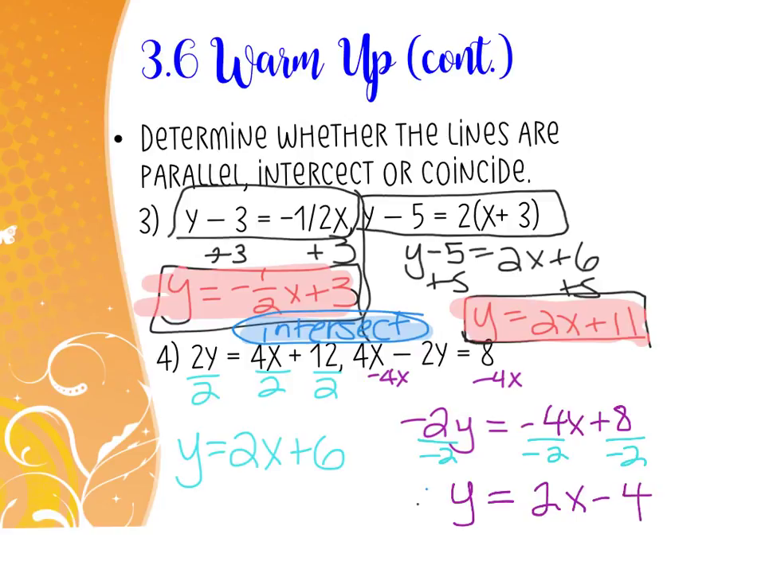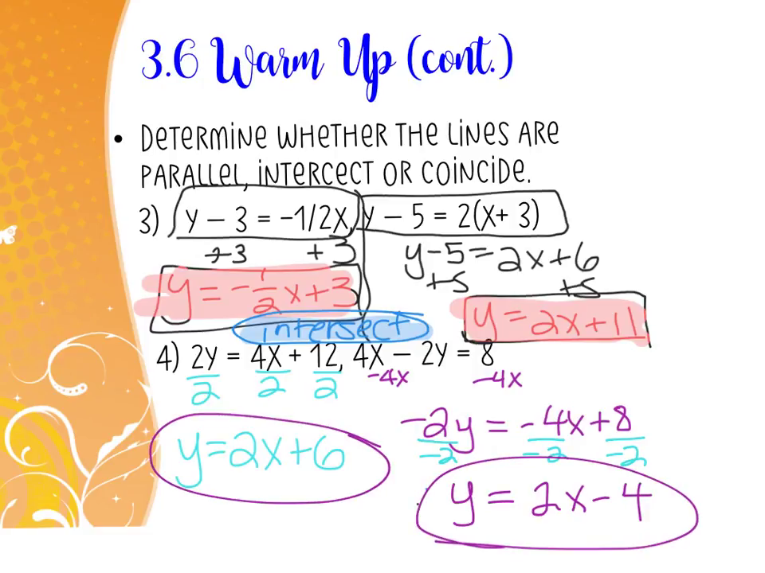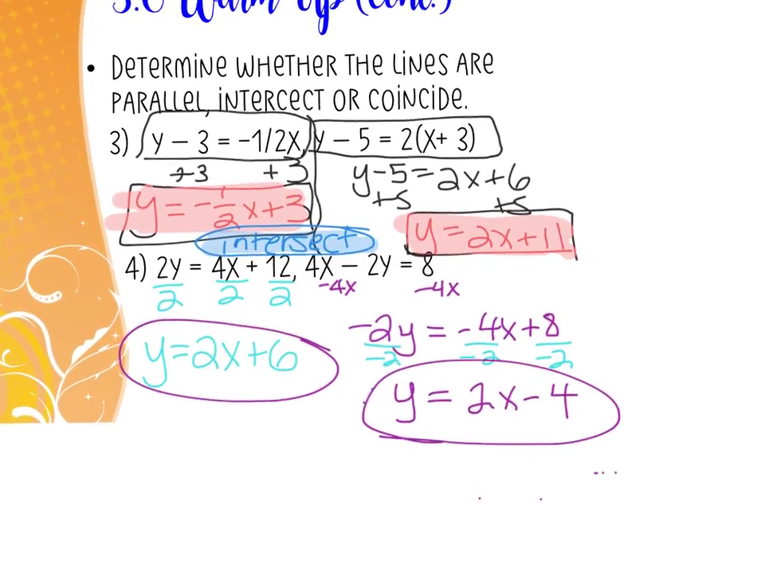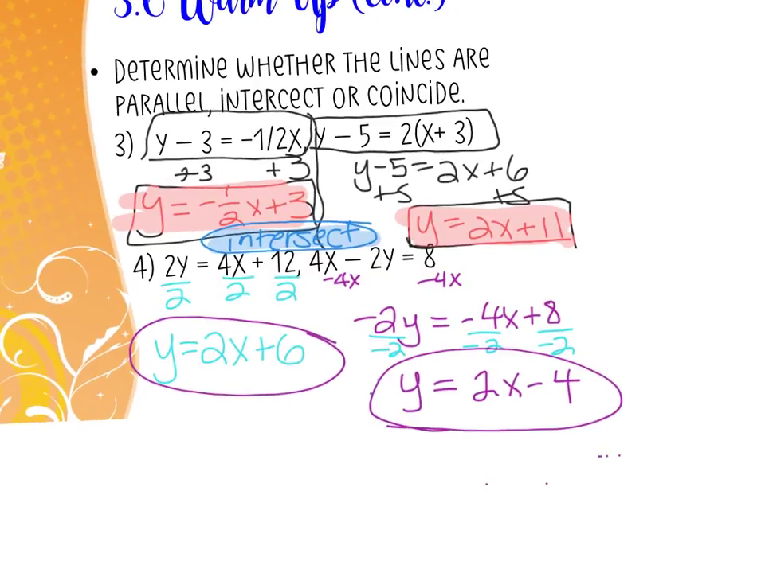So these are the two equations I'm comparing. Y equals 2x plus 6 and y equals 2x minus 4. Good. Those are parallel. The slopes are the same, but the y-intercept is different, which means they're parallel. Coinciding means that they are the same line. So the slopes and the y-intercept would be the same. It ends up being the same equation. Wait, why would it be parallel? Because the slopes are the same, but the y-intercept is different. Oh, okay.